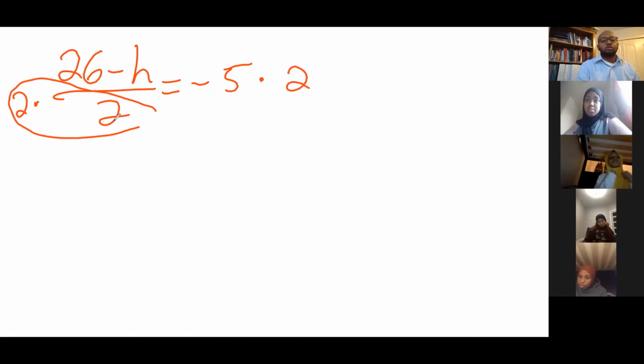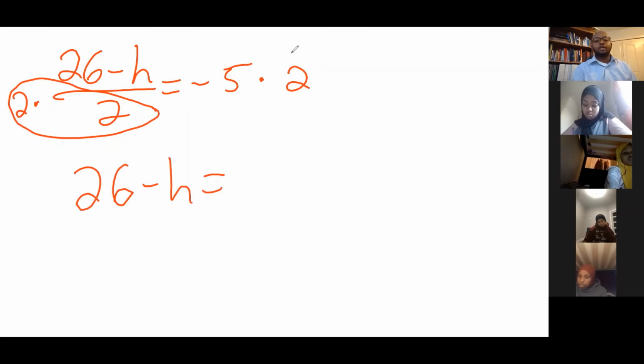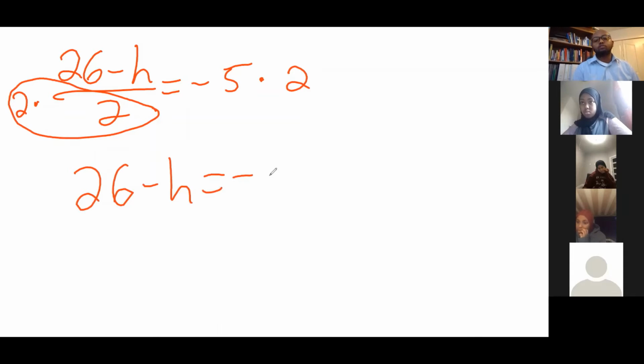This is out. So now we have 26 minus h, which is the numerator. And here we multiply -5 times 2, which is -10. After that, I have 26 minus h is equal to -10. So 26 is added, and h is subtracted. So you have two options. If you don't want to deal with a negative sign, you need to move the h from the negative side to the positive side, which is the right side.